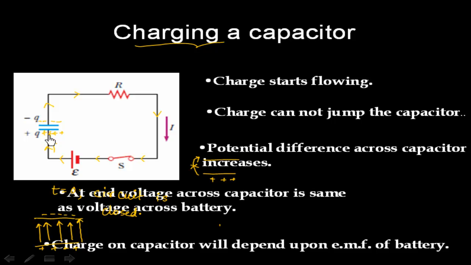We also say the charge on the capacitor will depend upon the EMF of the battery. This is obvious. If this EMF is high, we will have more charge here, and if this EMF is low, we will have less charge here. So basically I can say Q deposited on the capacitor is proportional to the EMF of the battery.